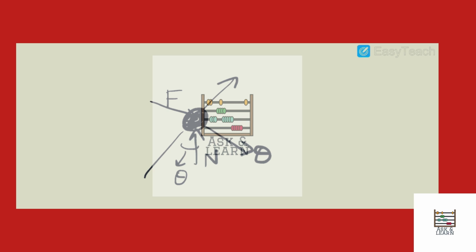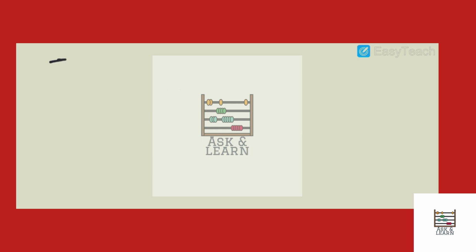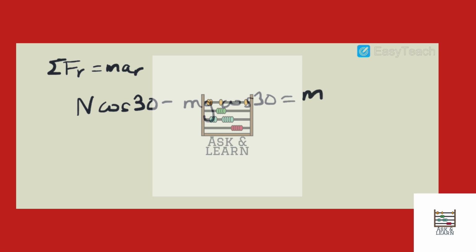By resolving these forces in the r and theta directions, we see that the net force in r, which is equal to m times a_r, we can resolve these forces and say that N cos 30 minus mg cos 30 is equal to m a_r. And solving for N gives us that N is equal to 5.79 newtons.